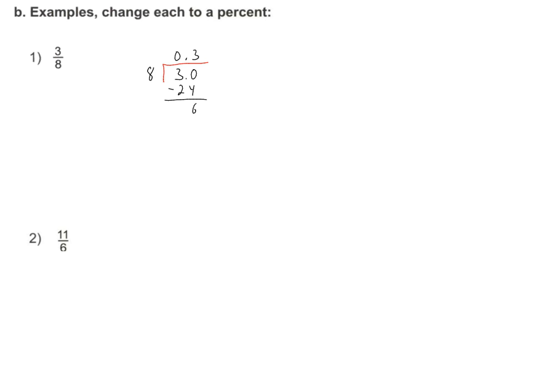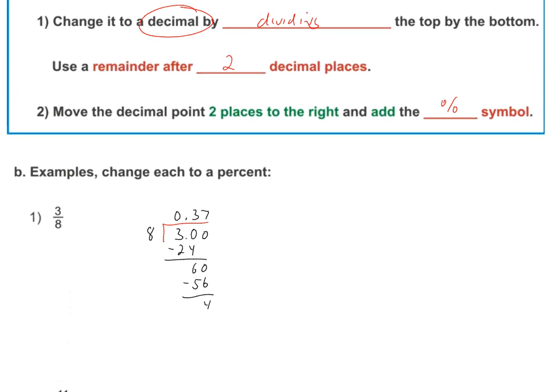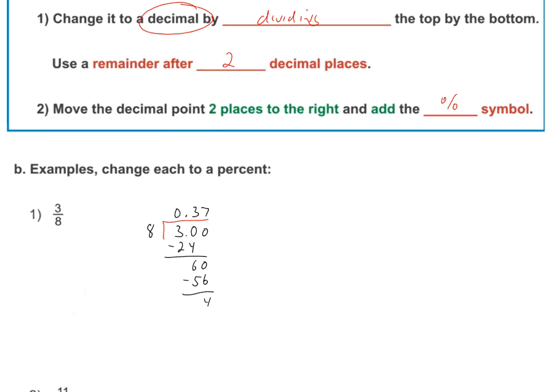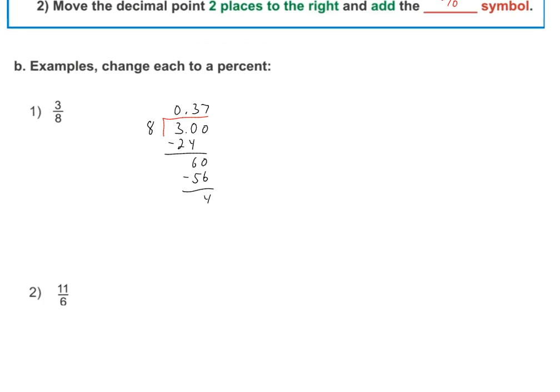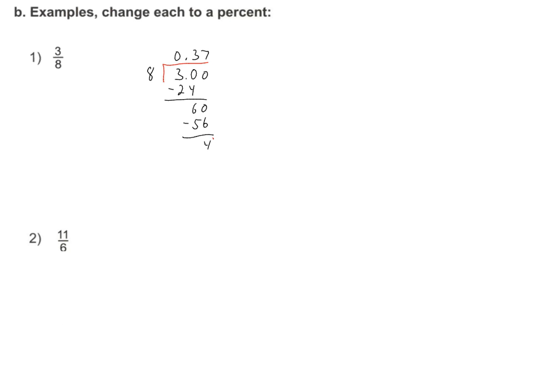All right. Bring down the 0. How many times does 8 go into 60? 7 times. 8 times 7 is 56. We have a 4. Now, back up here, I said use a remainder after two decimal places. You see right now we're at two decimal places. So at this point I want to use a remainder. So I take the 4 remainder if there's something.